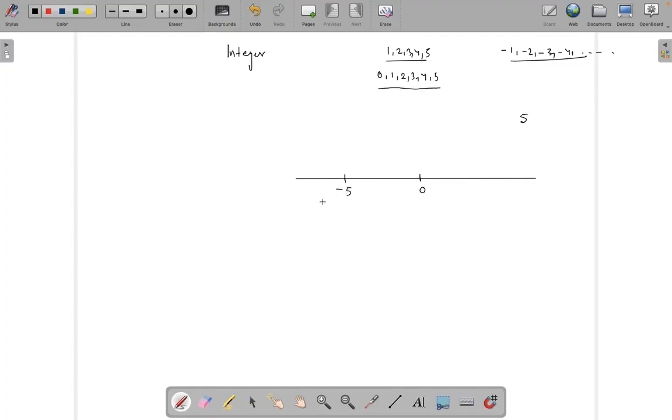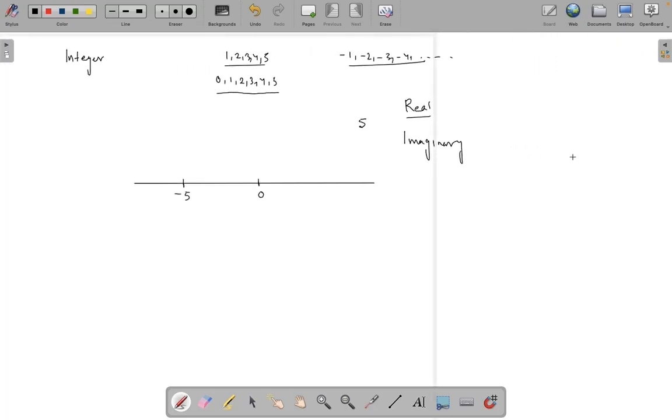So if you look at the broader classification of numbers, there are two kinds. One is real, the other is imaginary. What are real numbers? Real numbers are the numbers which can be represented on the number line, whereas imaginary numbers are the numbers which cannot be represented on the number line. So you need a different type of number line to represent imaginary numbers. The conventional number line that we have is not going to work with imaginary numbers.